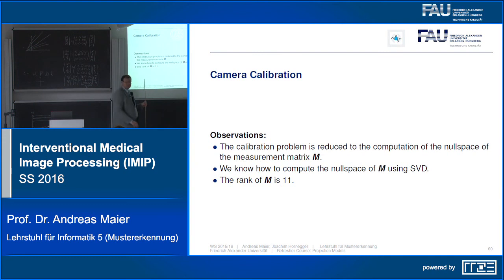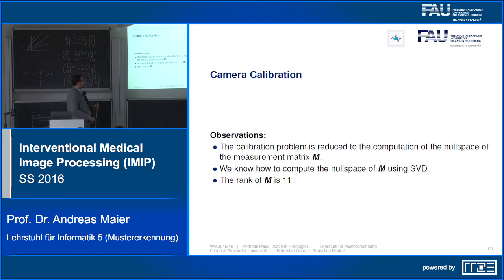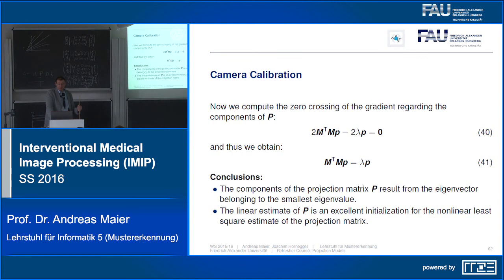Also interesting is that we know this has 12 unknowns, but only has 11 degrees of freedom, because we have it up to scaling. And therefore, first of all, we can use SVD to compute the null space of M. But the rank of M, of course, is also 11. One thing that you can do is also reformulate this as an eigenvalue, eigenvector problem, and then also use Lagrange multiplier methods. Okay, good.